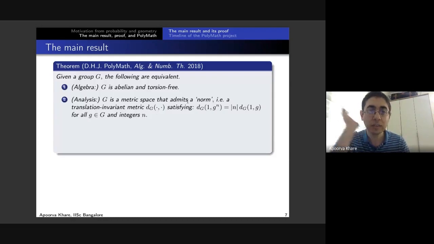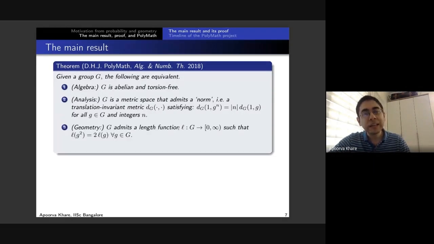Analysis: G is a metric space. It's a group, so I'm always given it's a group with no further restrictions. G is a group with a metric space that admits a norm, which is a bi-invariant metric that satisfies the norm condition. Geometry: G admits a length function. Length function, remember, corresponds not to a bi-invariant metric, but only to a left-invariant metric. And it also, I wanted to say it's a norm, meaning this holds for all n. Here, I just wanted it to hold for n equals 2, for one integer, not for all n. So this is much weaker. This is stronger.